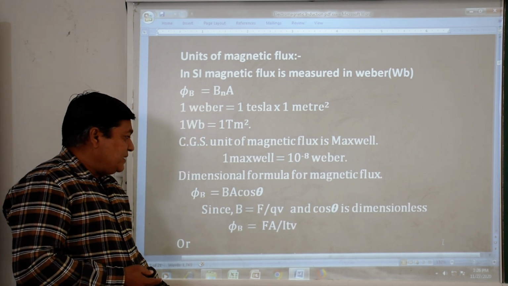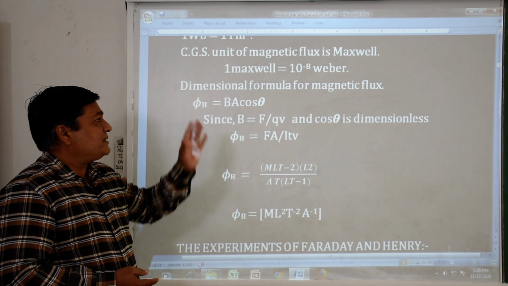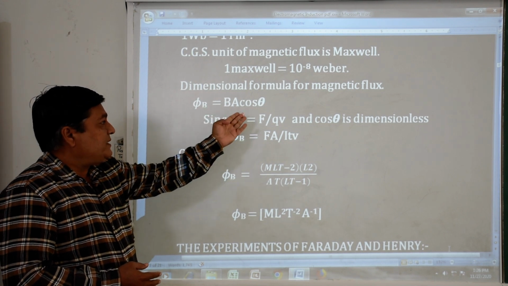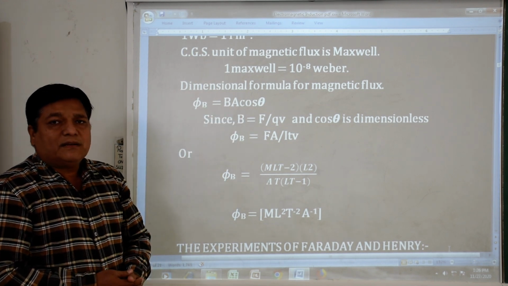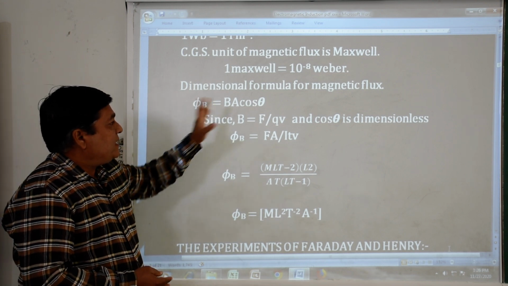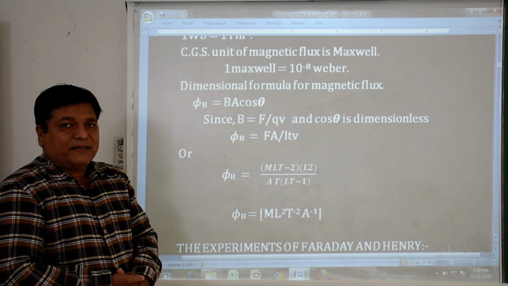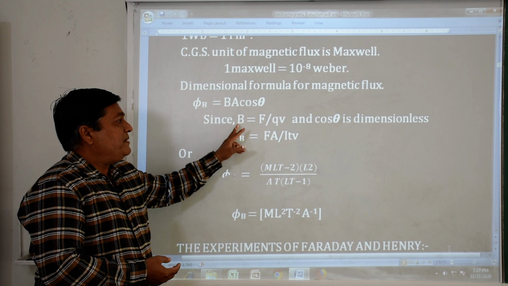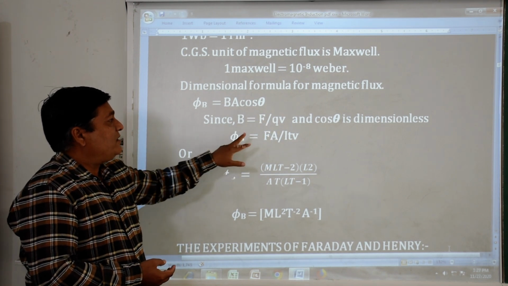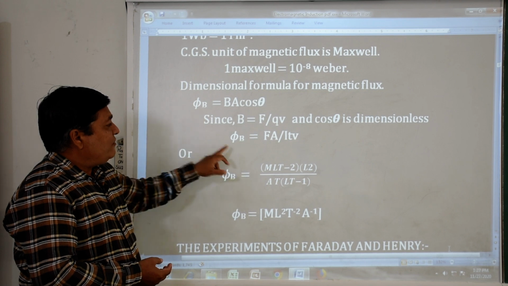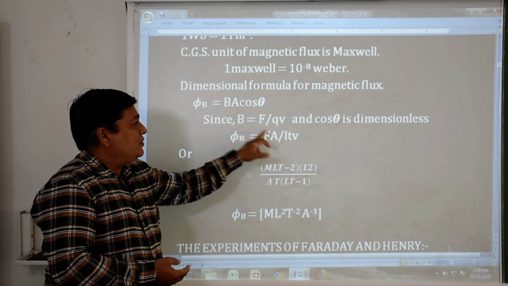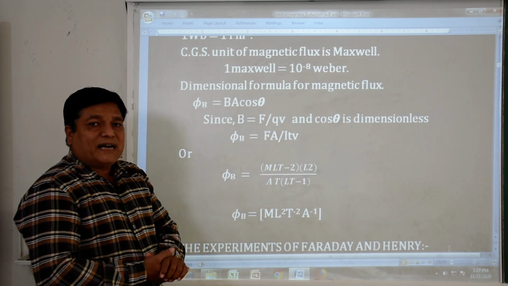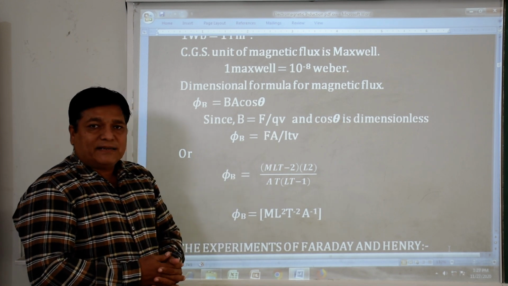If we try to find the dimensional formula for the magnetic flux, we use the formula phi of B is equal to BA cos theta, where phi is magnetic flux. Cos theta is a dimensionless quantity, and we know that force is equal to QVB, therefore magnetic field B is equal to F upon QV. We place the value of B here, so phi of B is equal to F into A upon QV into cos theta. Cos theta is dimensionless. In place of Q, that is charge, we place I into T, where I is current and T is time.